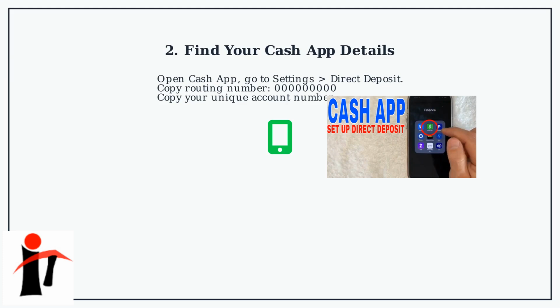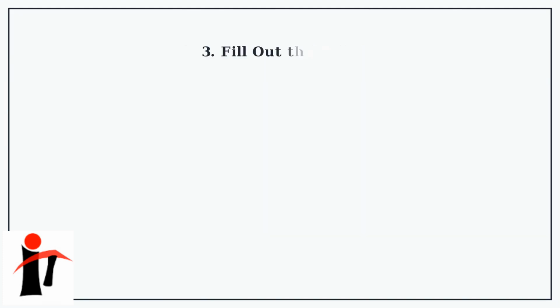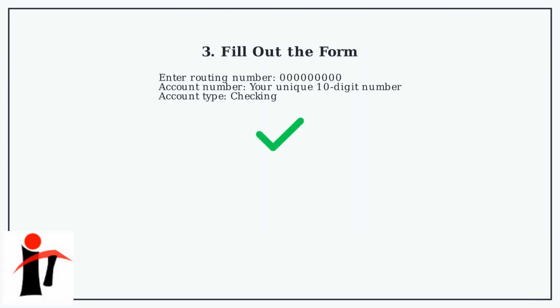Copy the routing number, which is always 00000000, and your unique account number. On the form, enter your routing number as 00000000, your unique account number, and select Checking as the account type.